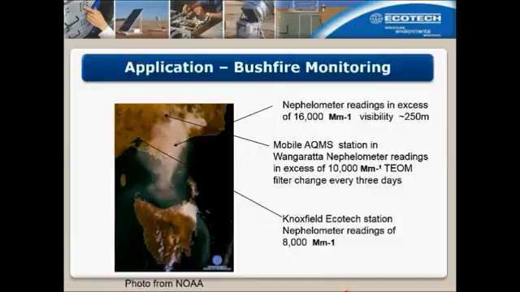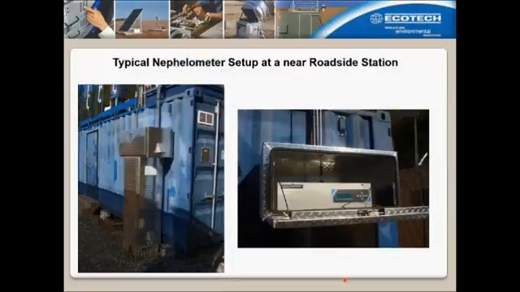You can do a lot of applications with a nephelometer. Everything else you can do with a normal mass monitor, and here you get basically a little idea from a brush fire in Australia. In this case, it was measured at different stations, and you had visibilities of less than 250 meters, and the comparable TEOM monitor at that stage had that high mass concentration that the filter needed to be changed every 3 days. So that basically gives you an idea of the range a nephelometer measures.